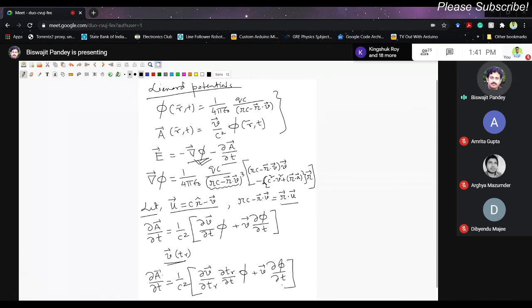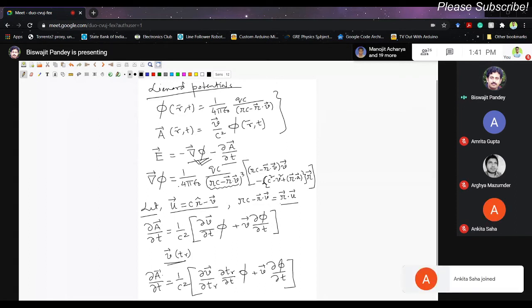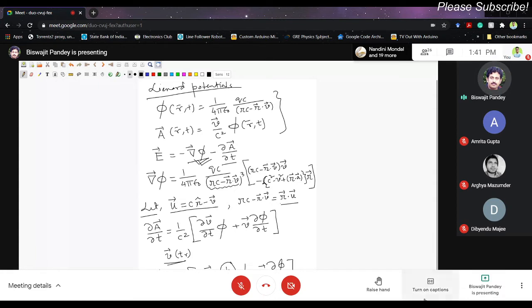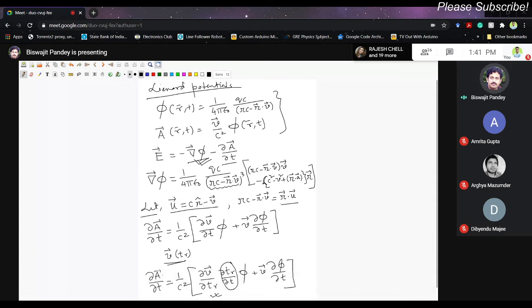You may remember that while calculating grad of phi, we needed to calculate grad of tr, which we did in the last class. So our next job will be to calculate del tr del t. This is acceleration, simple. So what is del tr del t? Let us calculate that, and then we shall substitute that del tr del t in this expression to simplify and get del A del t.